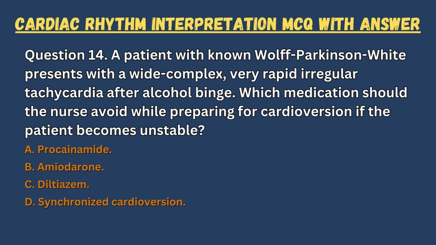Question 14. A patient with known Wolff-Parkinson-White presents with a wide complex, very rapid irregular tachycardia after an alcohol binge. Which medication should the nurse avoid while preparing for cardioversion if the patient becomes unstable? A. Procainamide. B. Amiodarone. C. Diltiazem. D. Synchronized cardioversion.